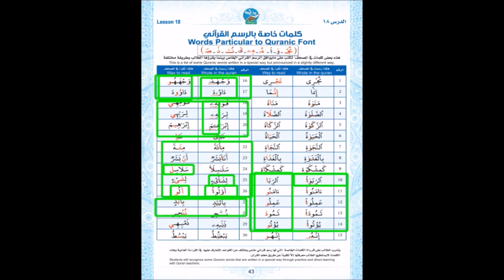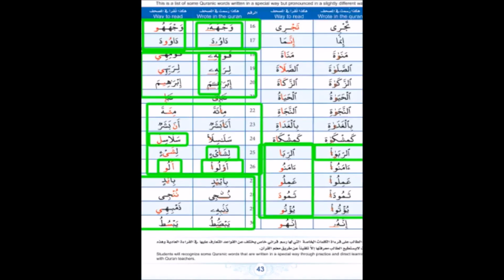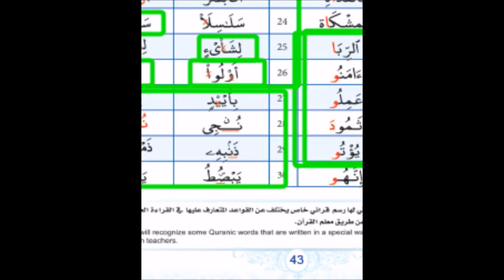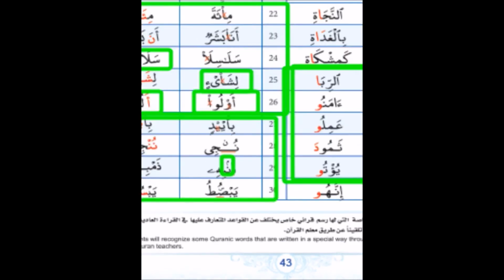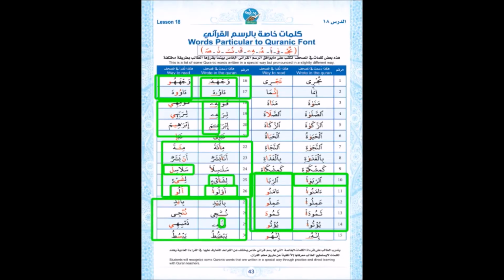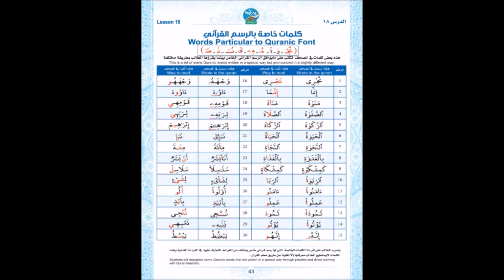Bi aydin, we have nunji, and in line number 24, or 29, I'm sorry, we have introduced iqlab, which is the noon is changed into a meem. Instead of teaching this in a complicated way with all of the rules of iqlab, we brought it in one example so the student can have a clear idea of simply if there's a meem on top of the noon it becomes a meem. Dhanbihi, and so forth.